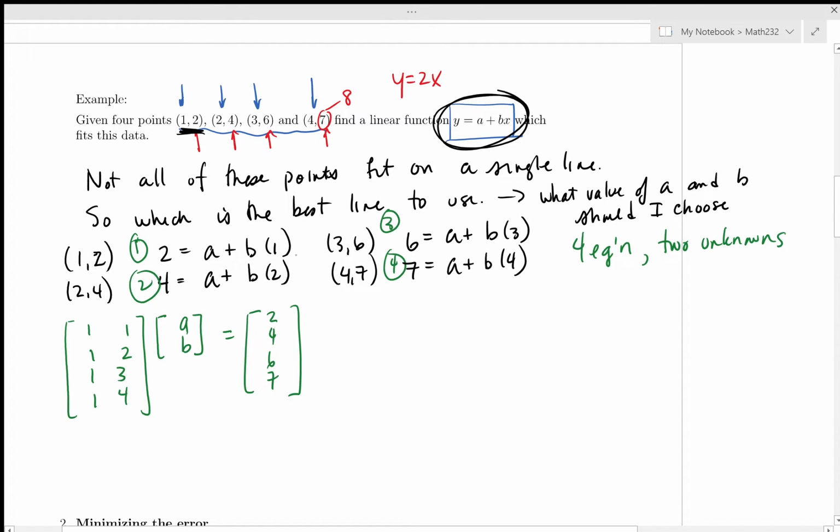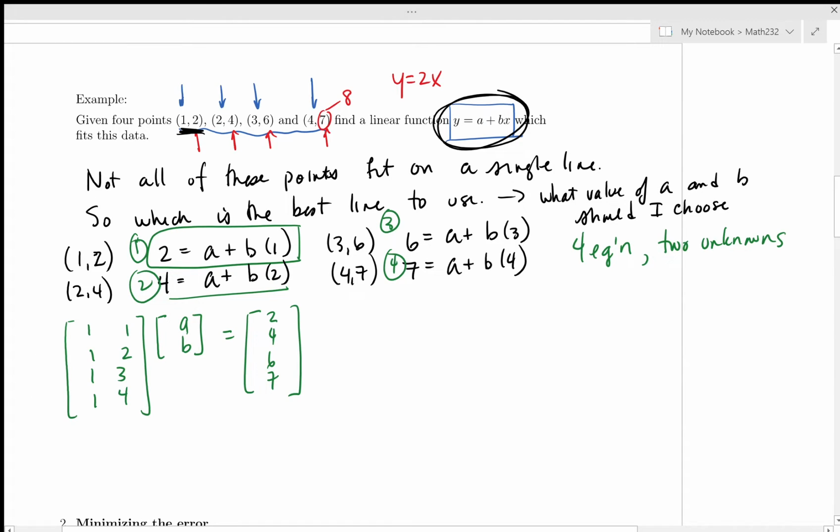I'm looking for this first equation here. So I do this matrix vector multiplication. I see that 1 times A plus 1 times B is 2. And then similarly, I look at the second row here, 1 times A plus 2 times B is equal to 4. So I've taken these 4 equations and put them into our matrix flavor.